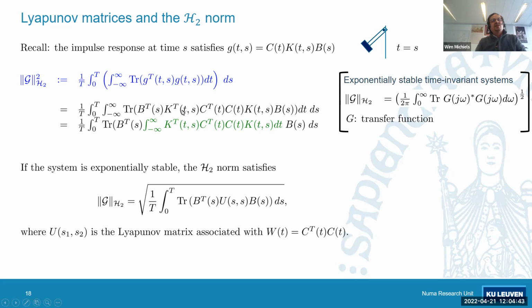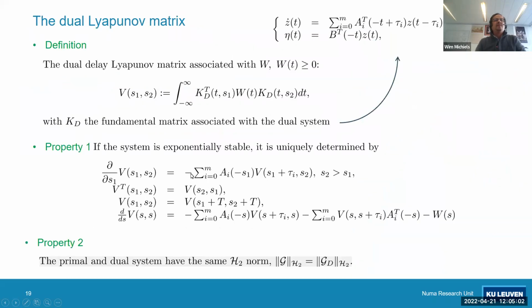And then at the end, just some easy mathematics, you end up with the following characterization for the H2 norm, namely as the square root of the average of the trace of P transpose UP, and U is now evaluated on the diagonal with S1 equal to S2.